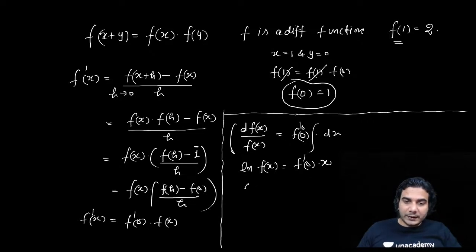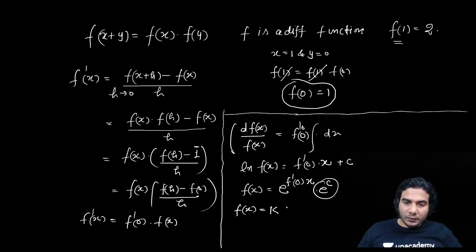So you can write fx is equal to e raised to f dash 0 into x plus c, the integrating constant also. You can write e raised to c separately, all right? And e raised to c you can take as some constant k, into e raised to f dash 0 whole power x. So I can take e raised to f dash 0 as some other constant a, all right? So I'll get something like this, k into a raised to x, all right?